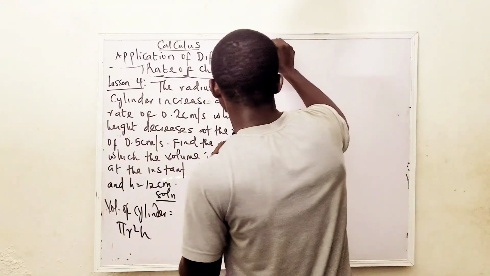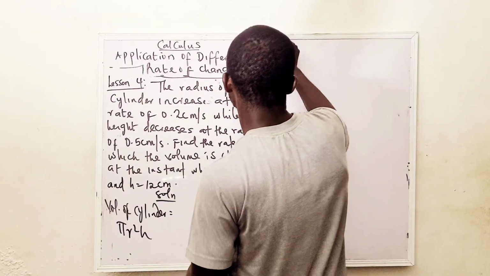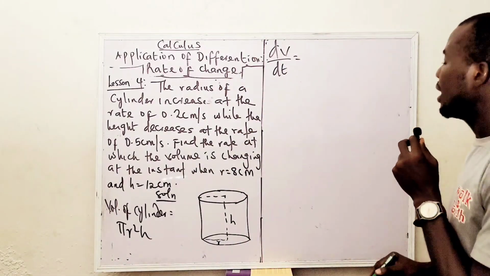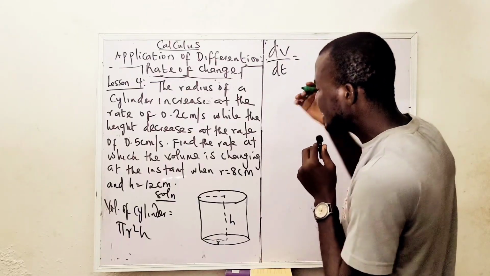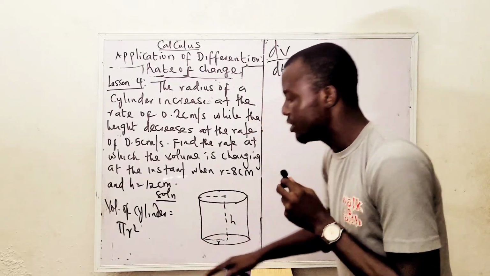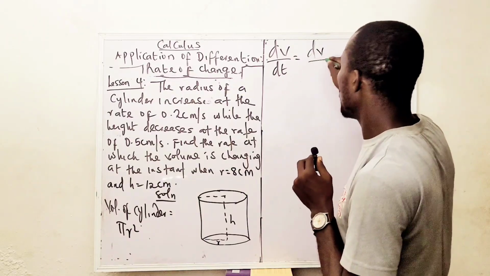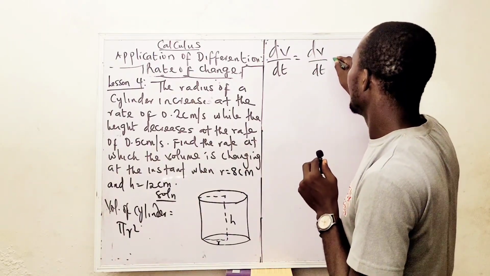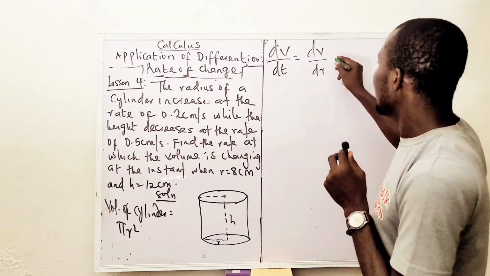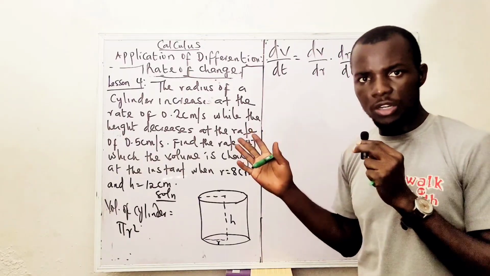And so this will be our change in V, our dV over dt. What will it be? Let's assume that we don't have our h here. How would you write it? The chain rule will be dV over dt equals dV over dr, that's with respect to radius, then multiplied by dr over dt. Isn't that the way you are going to write it?